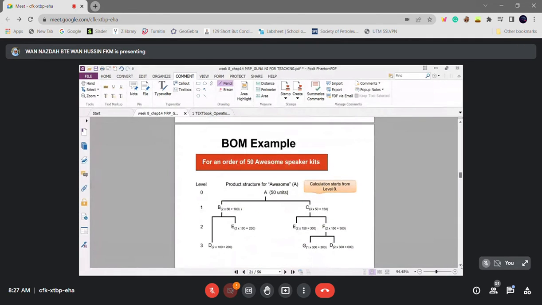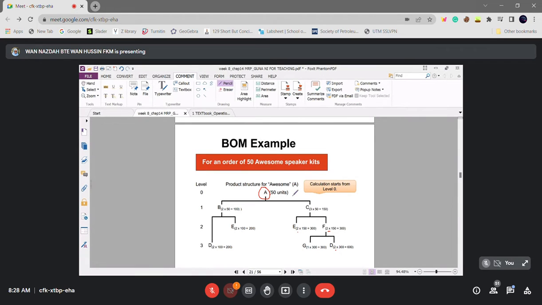Alright. So kita buat calculation sikit. One A requires 2 Bs and 3 Cs, and 1 B requires 2 Es and 2 Ds. And 1 C requires 2 Es and 2 Fs. And 1 F requires 1 G and 2 Ds.